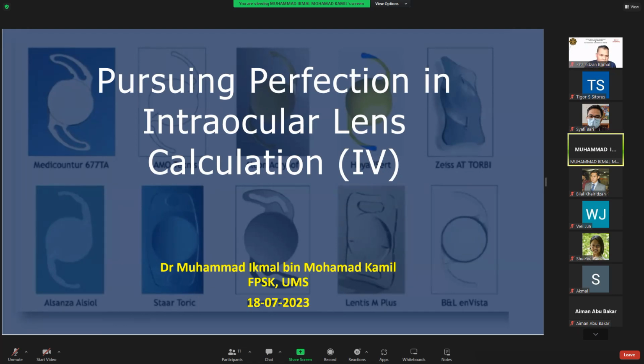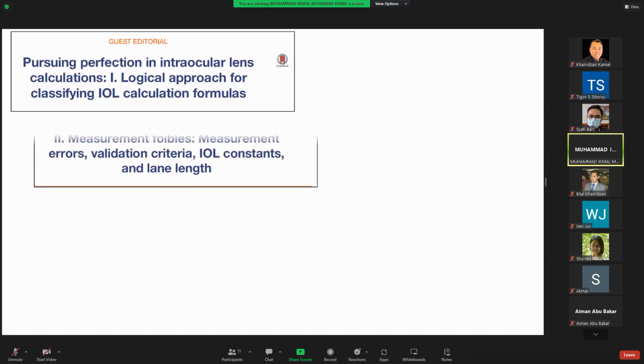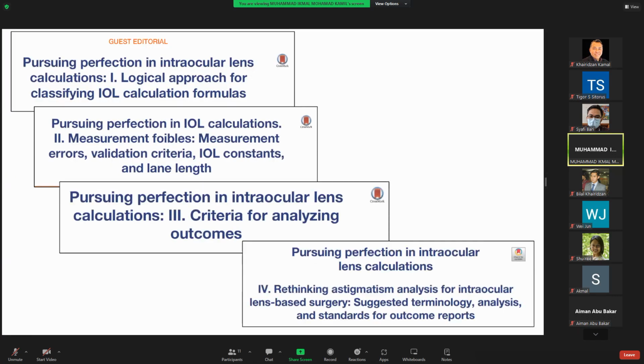Bismillahirrahmanirrahim. Assalamualaikum warahmatullahi wabarakatuh. So our topic today regarding the fourth series of the pursuing perfection in intraocular lens calculation. Actually, there are four papers, but I just jumped to the last one.